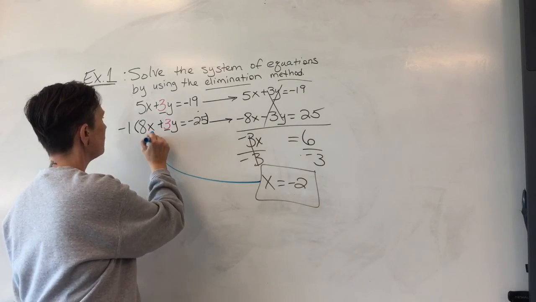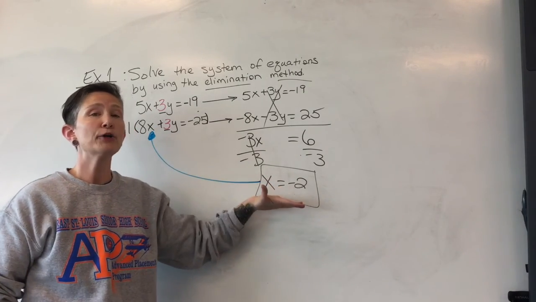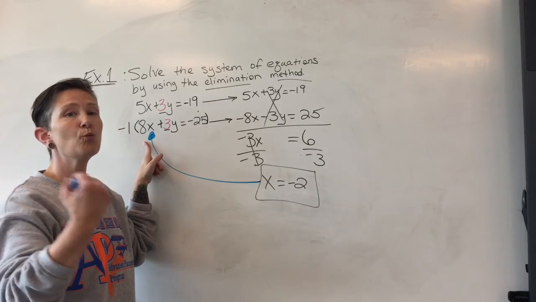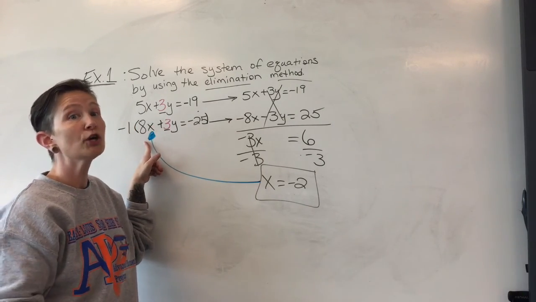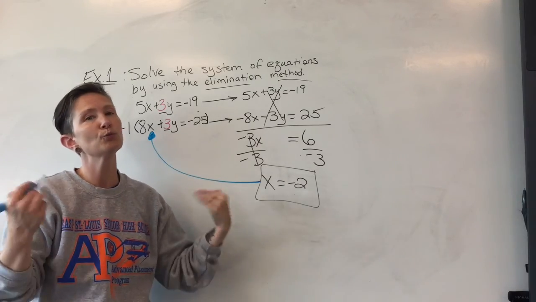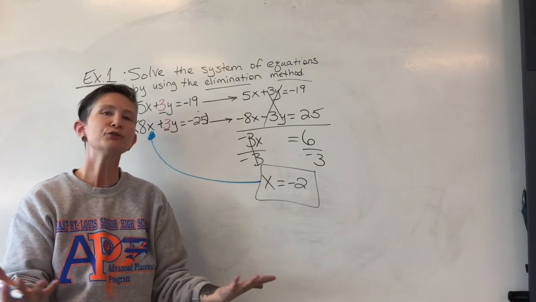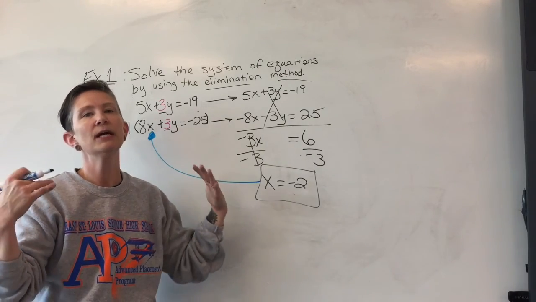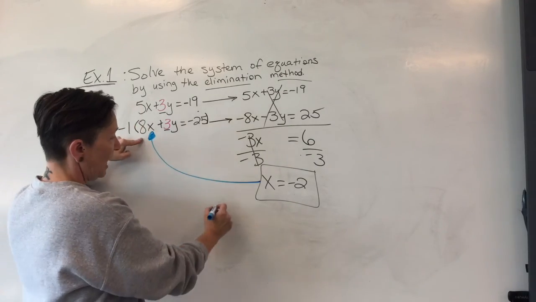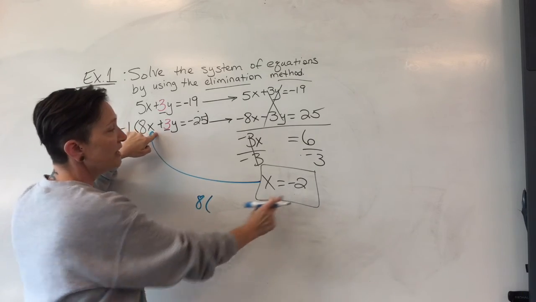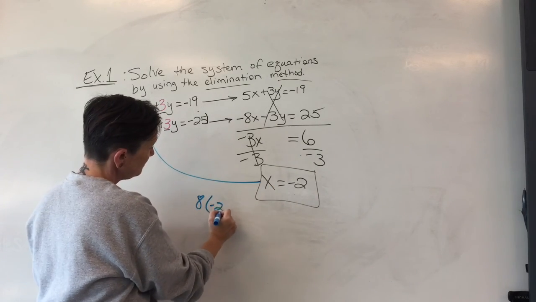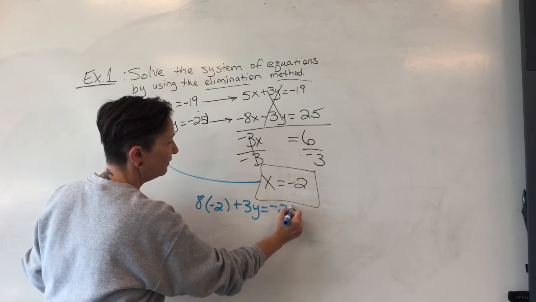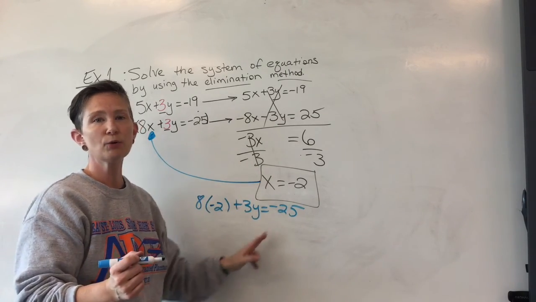Okay. Now that I have a value for x that I just found, I'm going to substitute that back into one of the original equations that I started with. Again, it makes no difference which equation you choose. Just choose something that seems easy to you. I'm going to stay consistent and choose the second equation. So I've got 8. Now it's x, so x is negative 2. Plus 3y equals negative 25. Now I can just solve this equation for y.